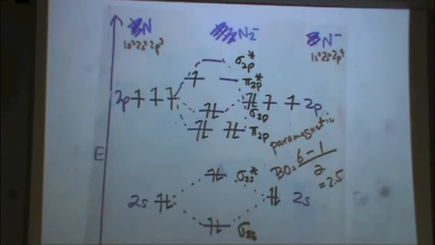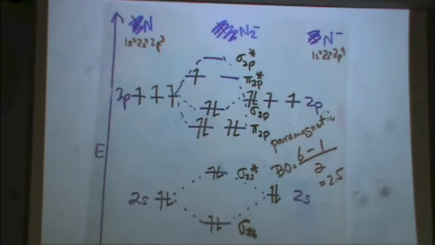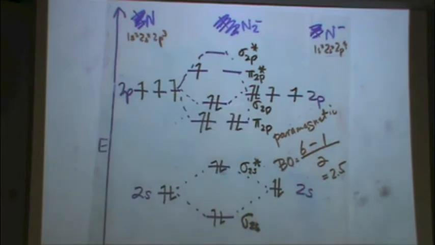You will not, in this class, be given anything past neon in atomic number. So no metals. Unless, well, you could be given lithium or beryllium, those would be metals, but they're not transition metals. So nothing above neon for this class.